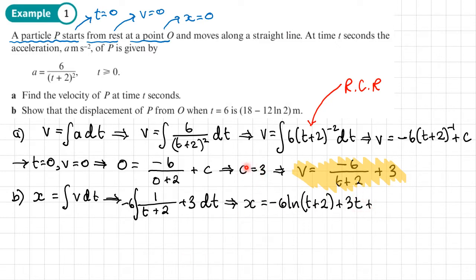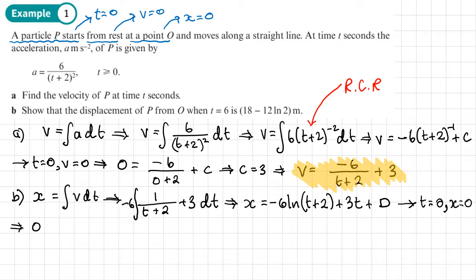Now strictly speaking, I should use a different letter to the one I used there, so I'm going to use the letter D. Yeah, just go to the next letter in the alphabet. How am I going to find D? Well, I look back at the question. My variables are t and x, and t is 0, x is 0. So we'll use t is 0, x is 0, and we just substitute those values in.